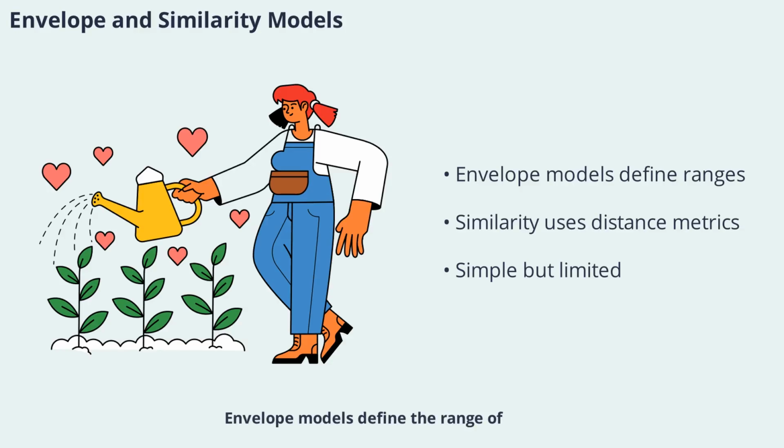Envelope models define the range of environmental conditions where a species is found, creating a box in environmental space. Similarity models use distance metrics to estimate how similar new sites are to known occurrences. These methods are simple and useful for sparse data, but they may not capture complex ecological relationships. As data and computational power have increased, more flexible and nuanced modeling approaches have become popular.